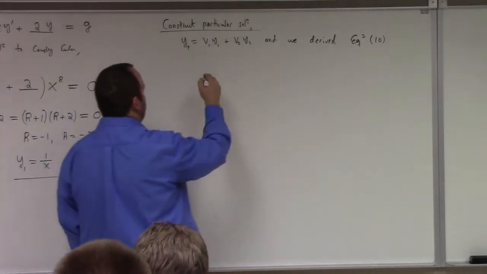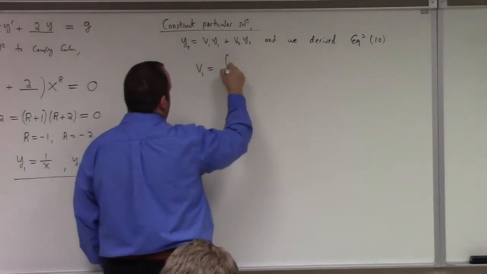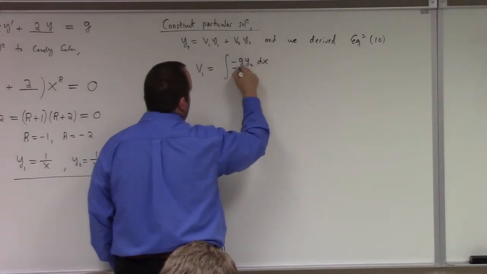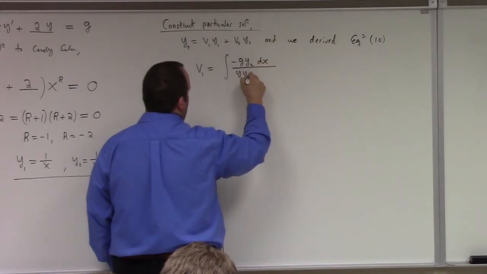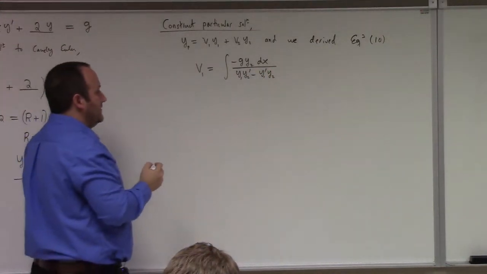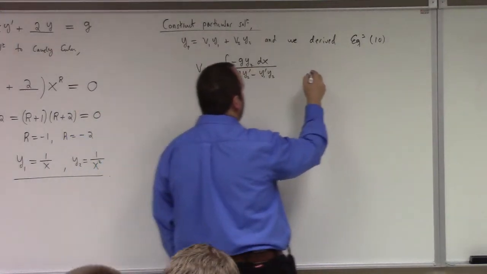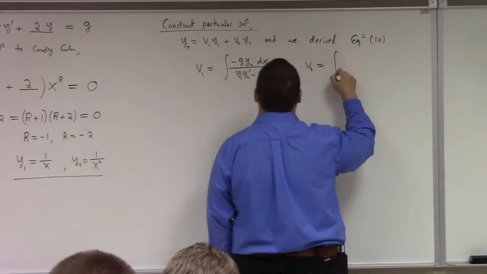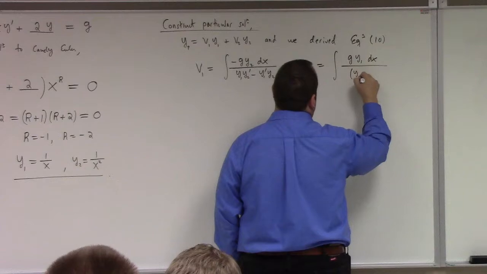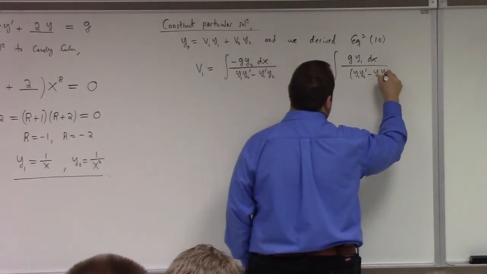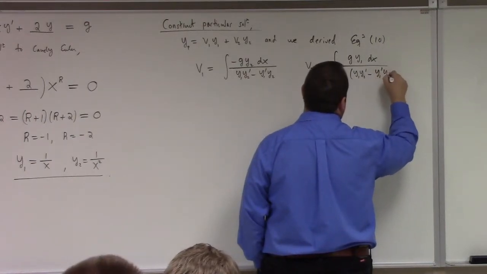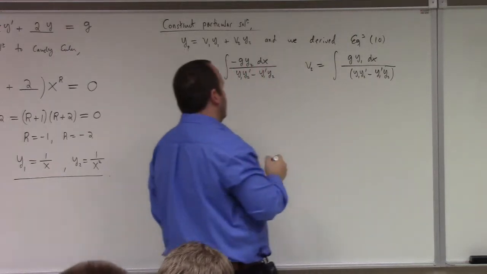And we had formulas for v1. v1 was equal to the integral, if I remember right, of minus g times y2 dx over y1 y2 prime minus y1 prime y2. And v2 was the integral of g y1 dx divided by y1 y2 prime minus y2 y1 prime. Of course, the thing I just wrote in parentheses is nothing more than the Wronskian of y1 and y2. But there's something missing.